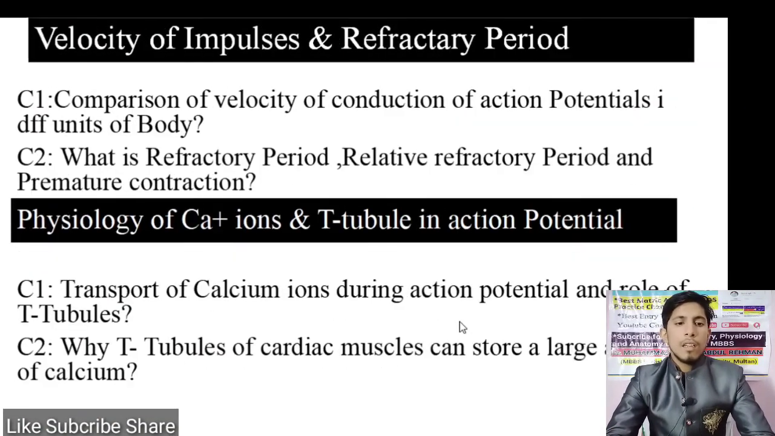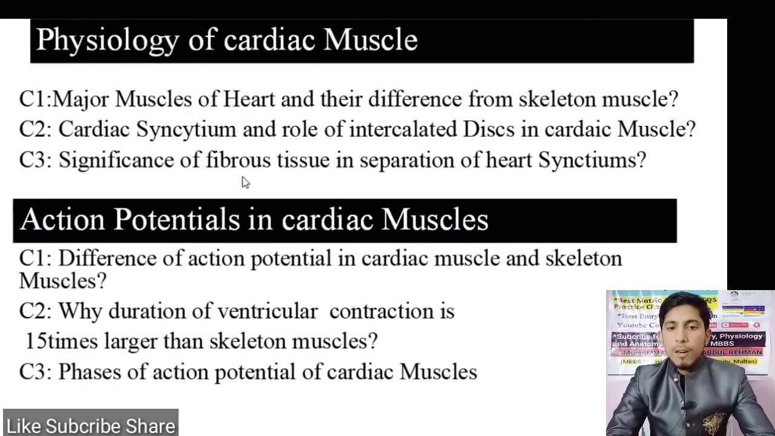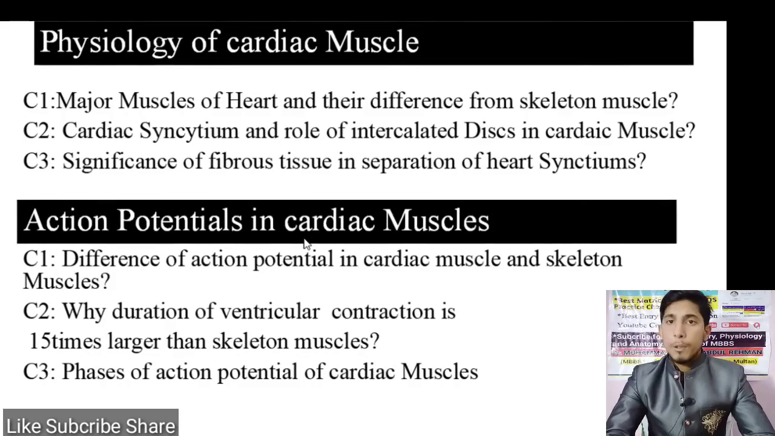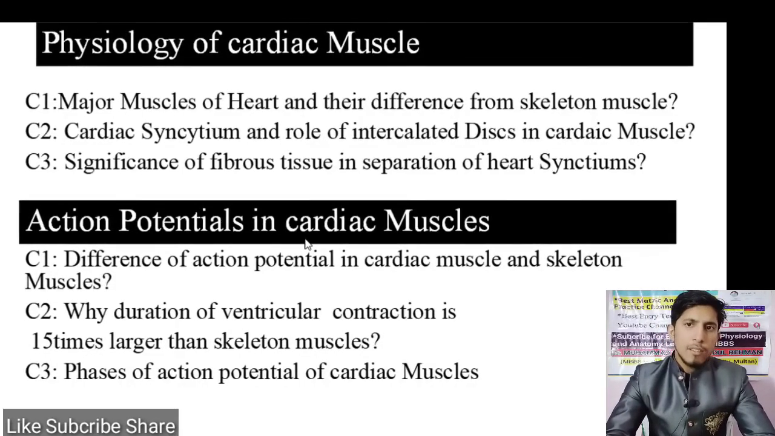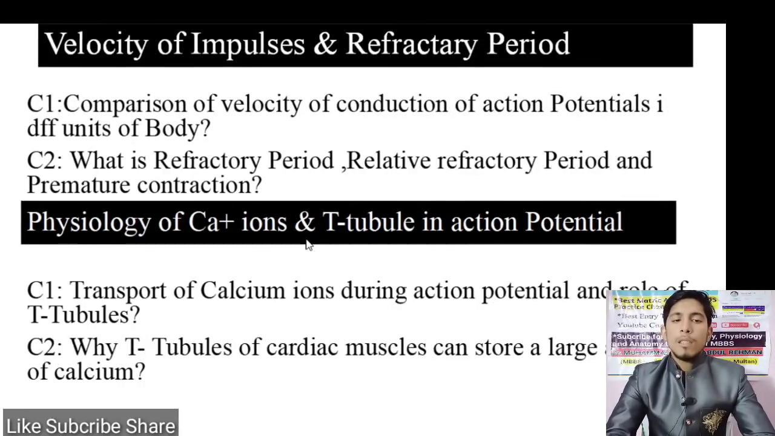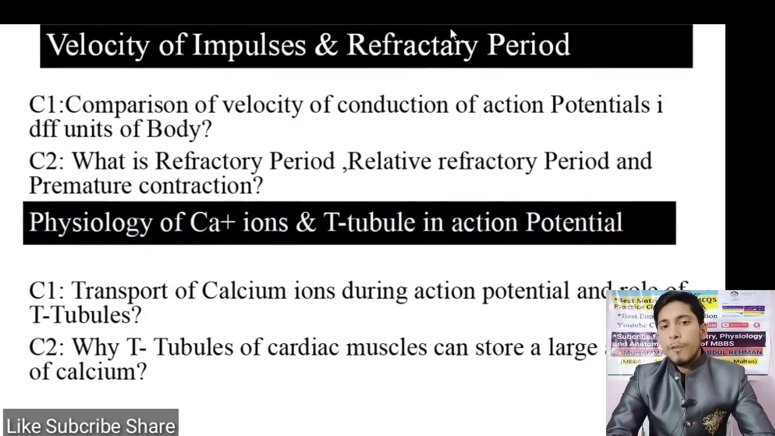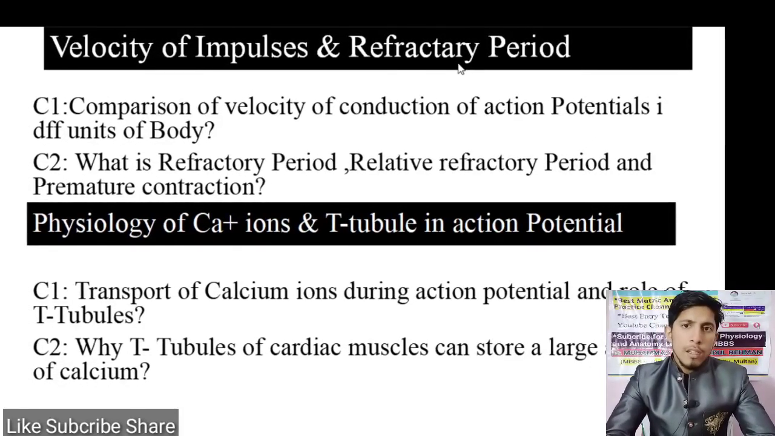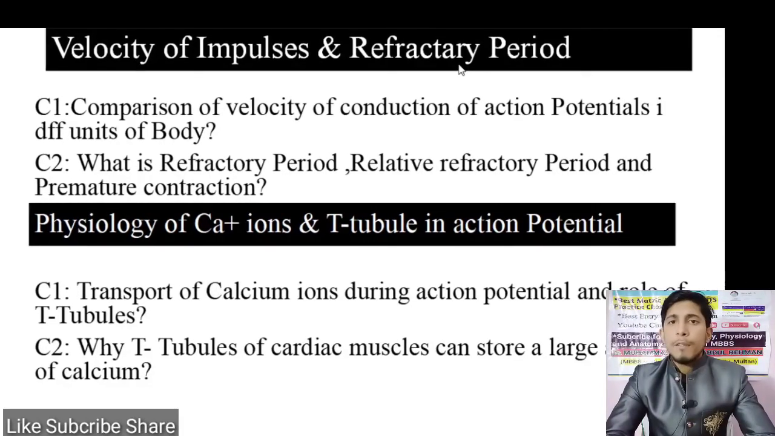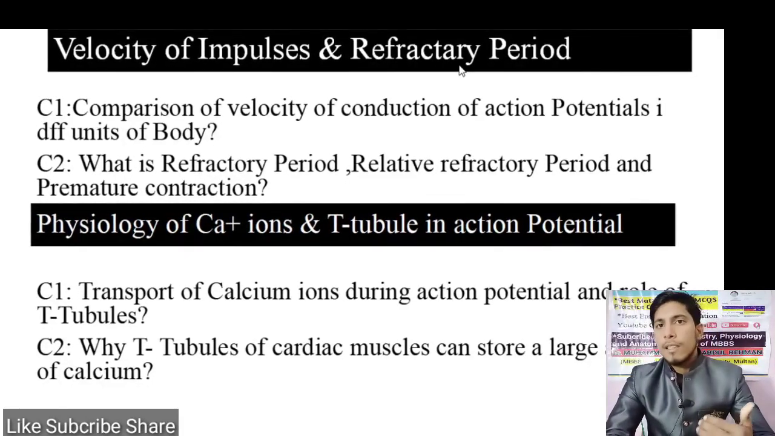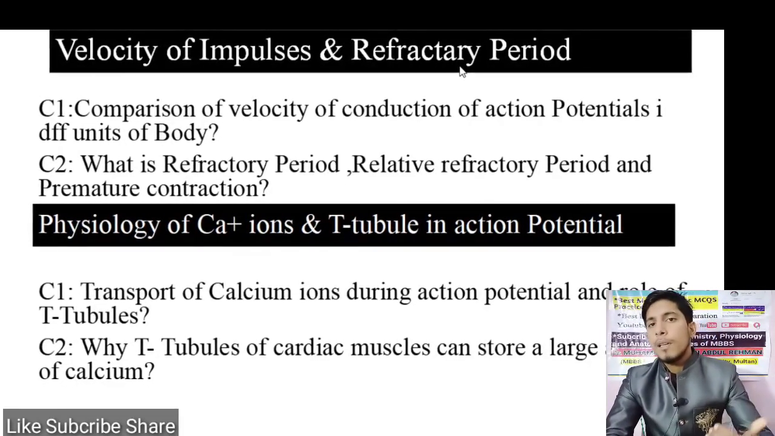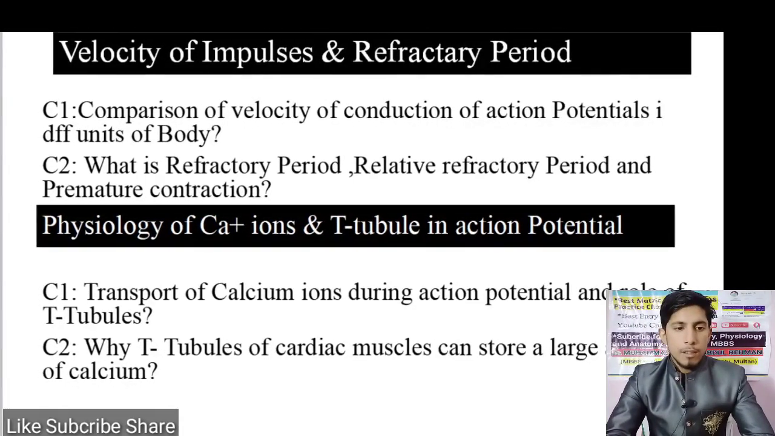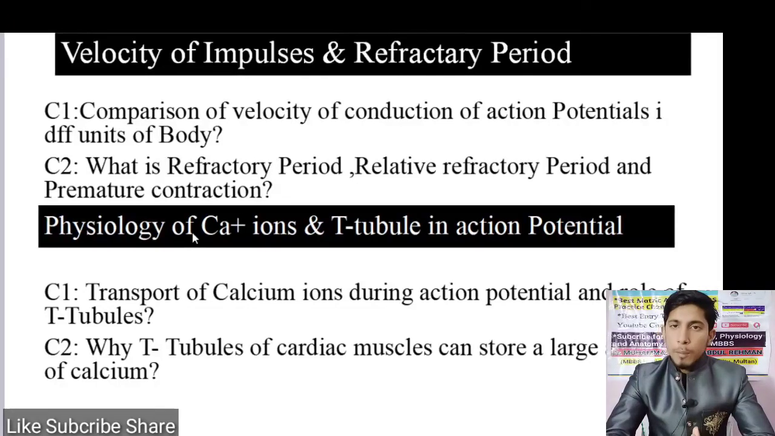Then we will discuss the physiology of action potential in cardiac muscles, how they differ, the different types of phases, and why ventricular contraction duration is 15 times greater than skeletal muscles. We have also discussed the velocity of impulses and refractory period. What is the absolute refractory period? Its duration, at what phase it starts and at what phase it ends. It starts from phase 0 and ends in the middle of phase 3. And why does it occur? Because of inactivation of sodium channels. And the physiology of calcium ions and tubules we have discussed.